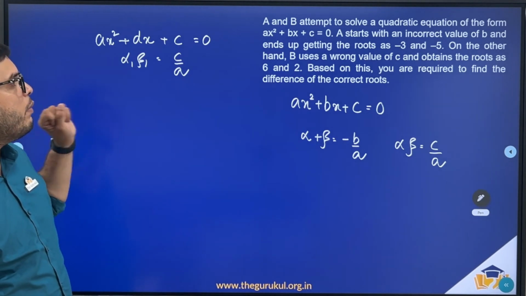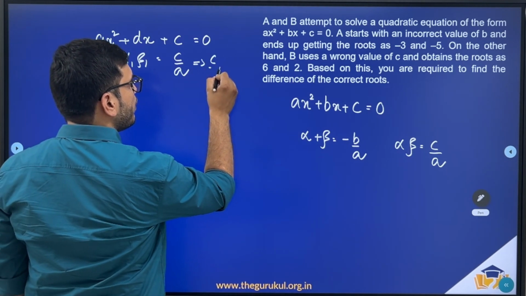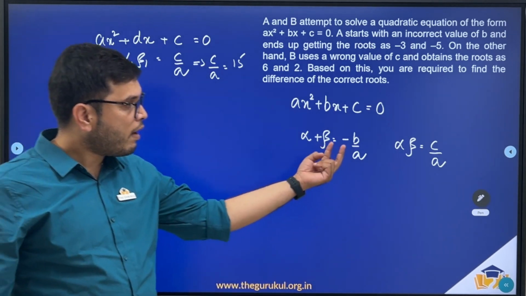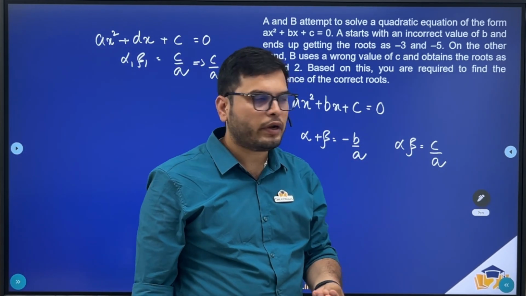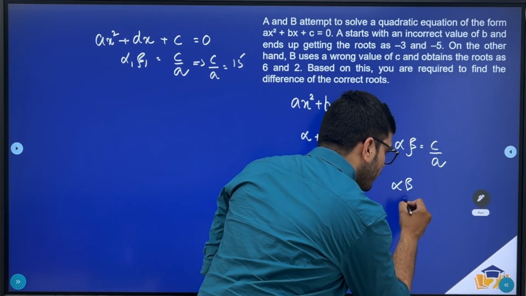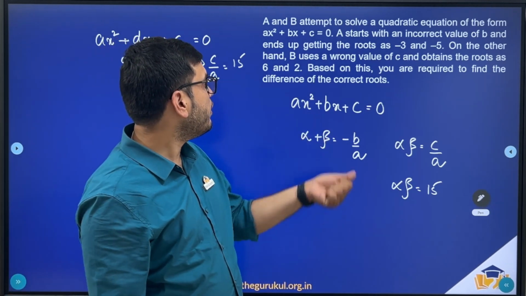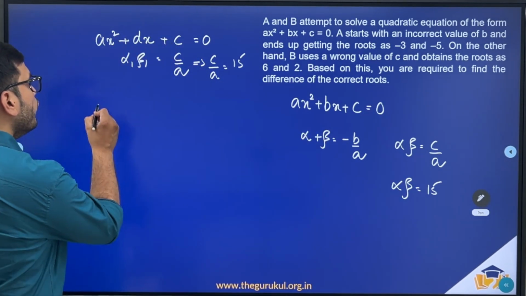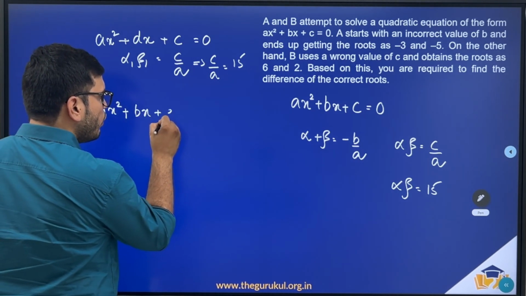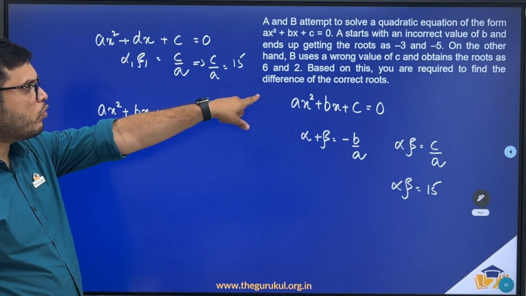Now what are alpha 1 and beta 1? Minus 3 and minus 5. So can I say c by a is equal to minus 3 into minus 5, 15. Right. Now if alpha and beta are the correct roots of the quadratic equation, alpha beta is equal to c by a. So the product of the correct roots of the quadratic equation should be 15. Right. Now on the other hand, B uses the wrong value of c. So he would have considered correct values for a and b, and instead of c, he would have considered some other value e. Now for these two, he got the roots as 6 and 2.